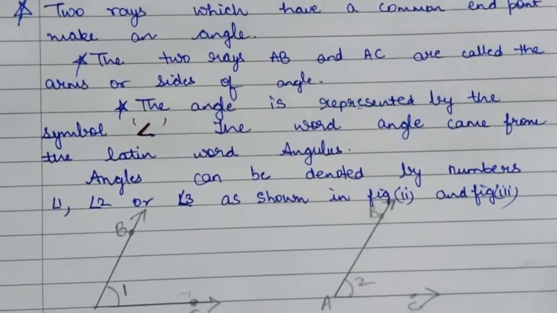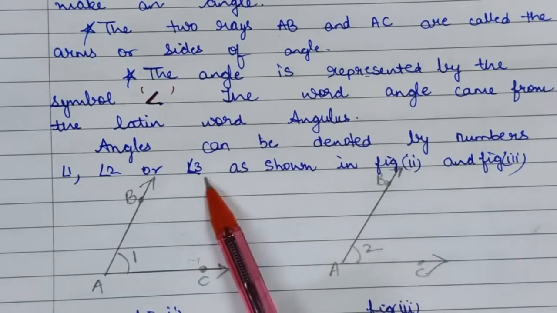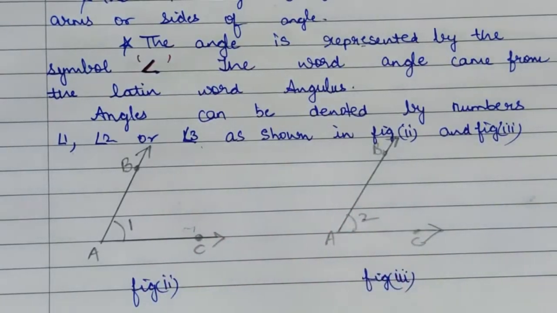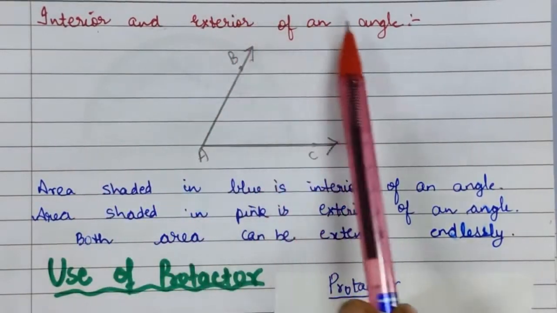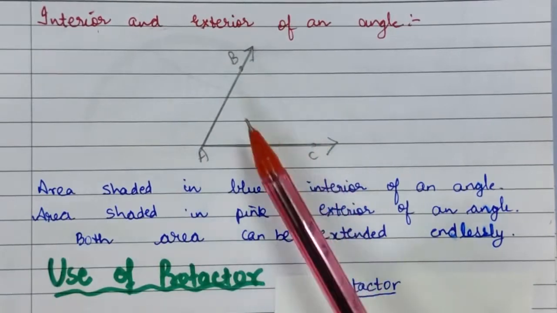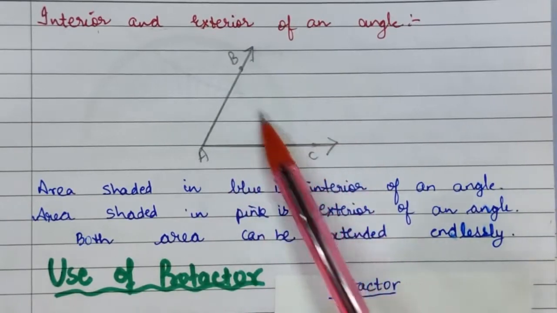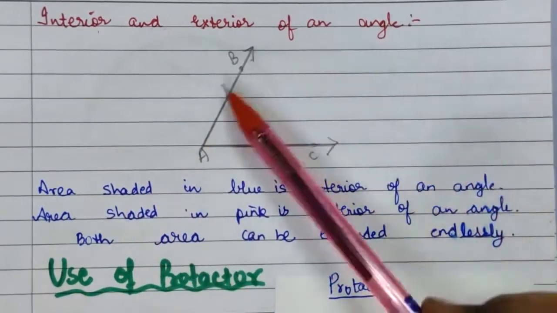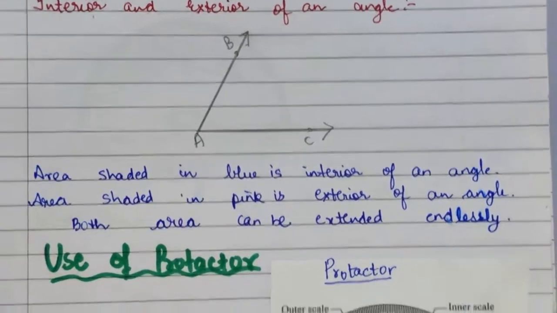Angles can also be denoted by numbers like angle 1, angle 2, angle 3, as you can see shown in these two figures. Clear? Now let us discuss what is an interior or the exterior of an angle. Suppose we have an angle. The part you can see here inside the angle is the interior of the angle, and this part is the exterior of the angle, and both parts, interior as well as exterior, can be extended endlessly. Clear?